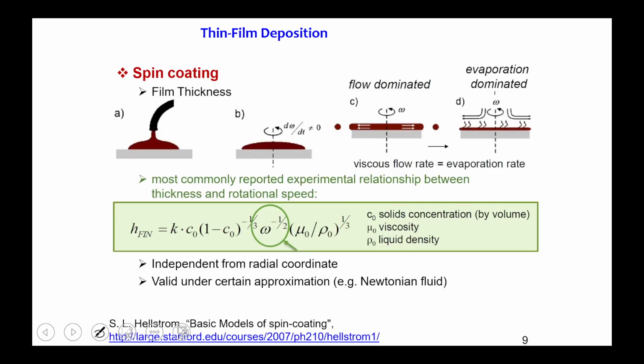So this is the spin coating film thickness. This is the rotation speed, with film thinning dominated by evaporation. This is the most commonly reported relation between thickness and rotation speed. With this formula you can calculate how much the thickness will be. It involves the concentration, viscosity and liquid density of the material. Through that you can find the final thickness you will obtain. Theoretically you can calculate it.